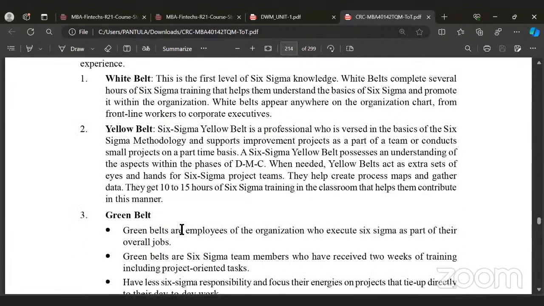White belt is the first level of Six Sigma knowledge. And yellow belt: a Six Sigma yellow belt is a professional who is versed in the basics of the Six Sigma methodology, supports the importance of the project as part of the team, and conducts small projects. So it's called the yellow belt. They are using DMAIC.